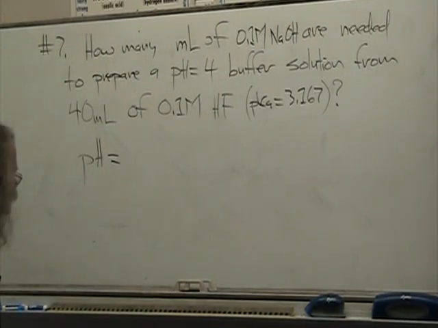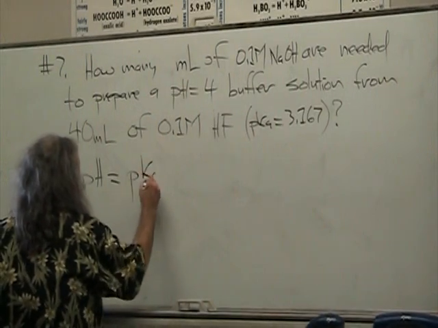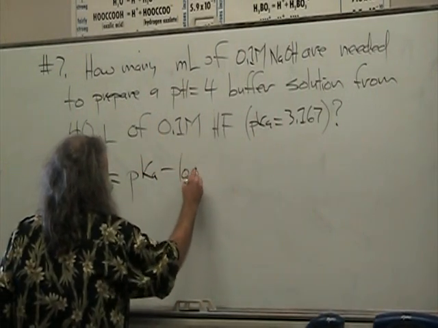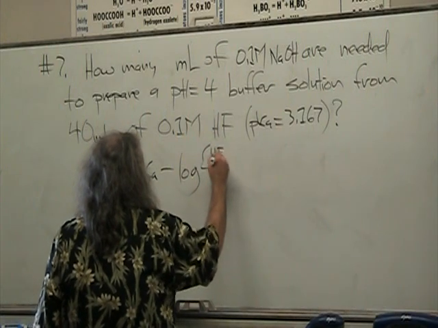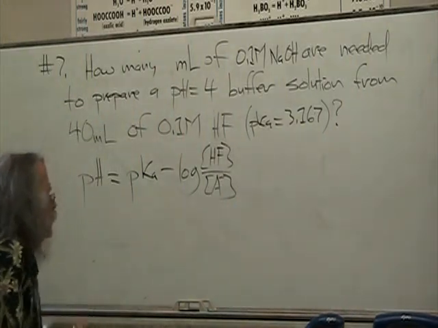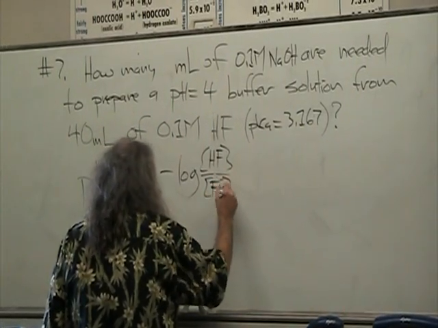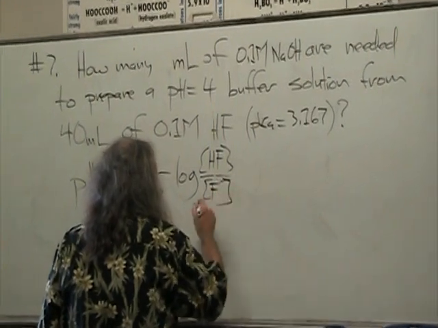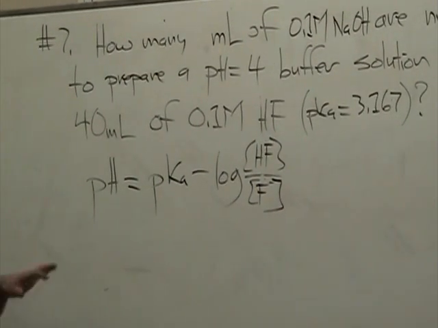So pH is equal to, what does Henderson-Hasselbalch have? pKa minus log HA over A minus. And in this case, HA is HF. Okay, and this is not A, I've got A's on my brain. The hydrofluoric acid over the fluoride ion concentration.